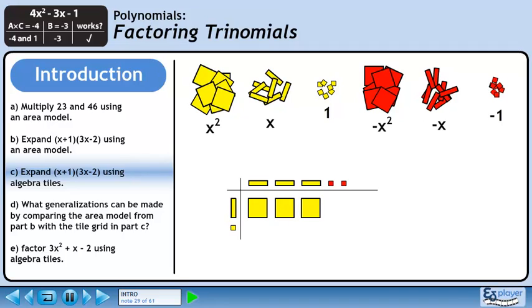Yellow rectangles multiply together to give a large yellow square. A yellow rectangle times a small red square is a red rectangle. A small yellow square times a yellow rectangle is a yellow rectangle. A small yellow square times a small red square is a small red square.